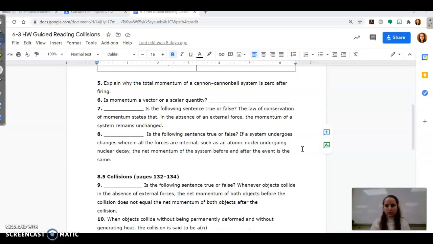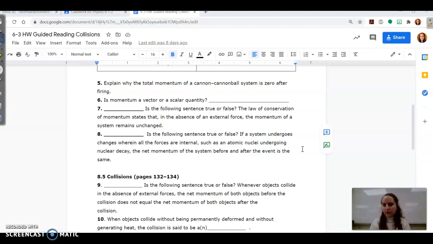All right. Again, think about that positive and that negative with the cannonball and cannon system. Number 7, is the following sentence true or false? The law of conservation of momentum states that in the absence of an external force, the momentum of the system remains unchanged. This is true.